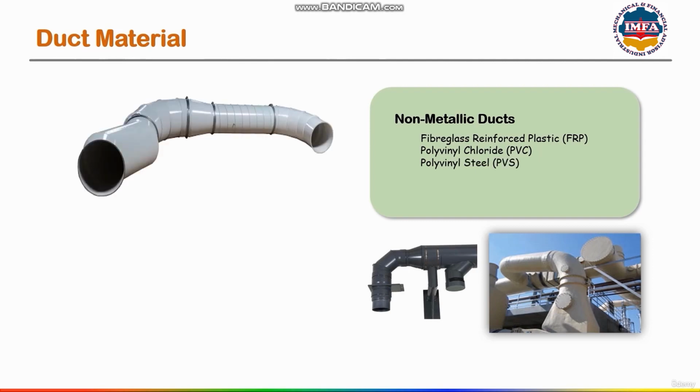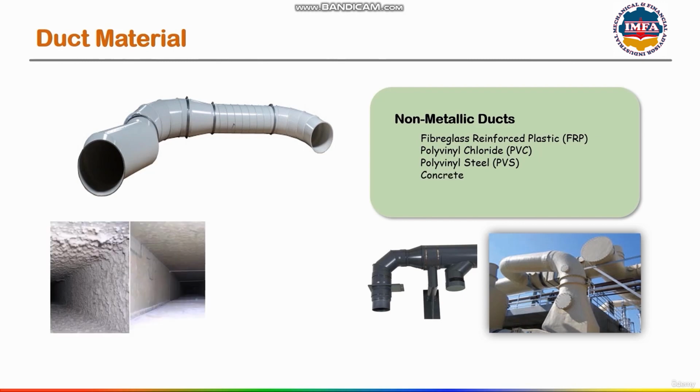Another type of non-metallic duct is polyvinyl steel, PVS. This is a kind of duct which is a hybrid of steel and PVC. So it has the benefits of both materials. It can be customized according to the needs quite easily. Also, it has greater strength.